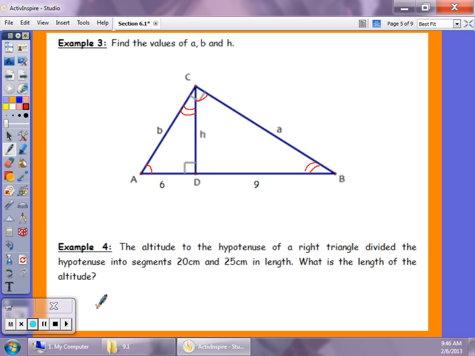So we know that h is going to be the geometric mean between AD and BD. If we set up our proportion, we know that h, the geometric mean, is going to be the geometric mean between 6 and 9. If we solve our proportion and cross multiply, h squared is going to equal 54. And when you take the square root of both sides, h is going to equal root 54.